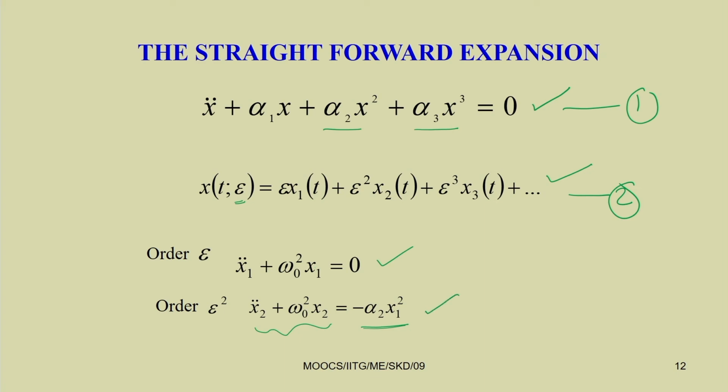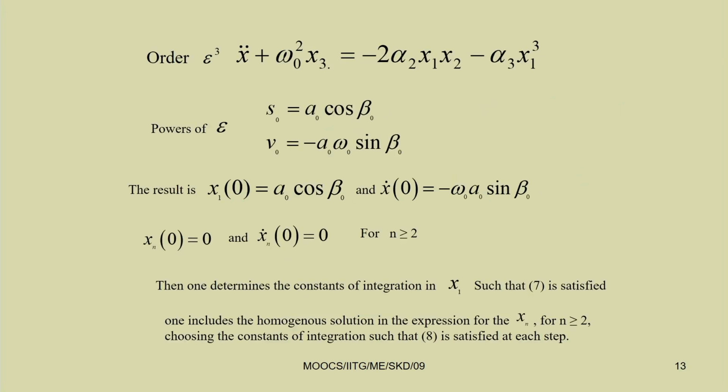The solution can be in two parts, one will be the particular integral and the other will be the complementary function. In the complementary function you will have the constants which depend on the initial conditions. Similarly, after getting the x1 and x2 expressions, you can write down the third equation, as you have taken the order of epsilon cube.